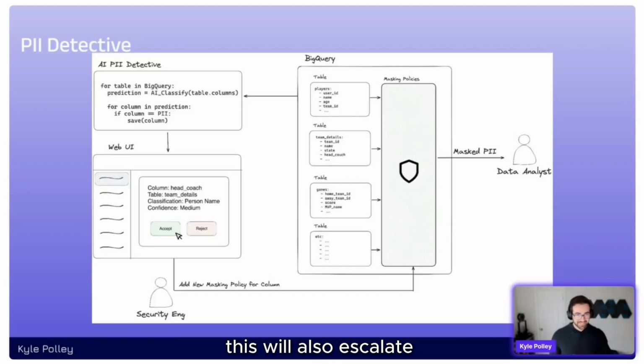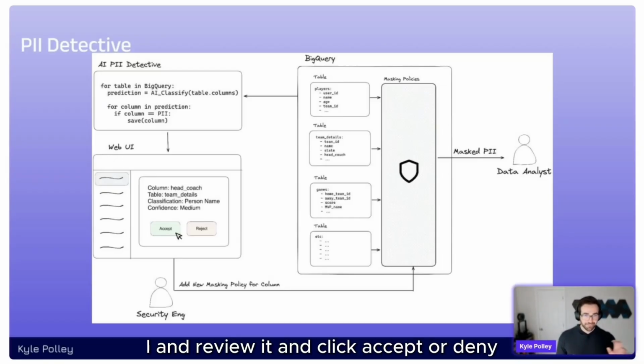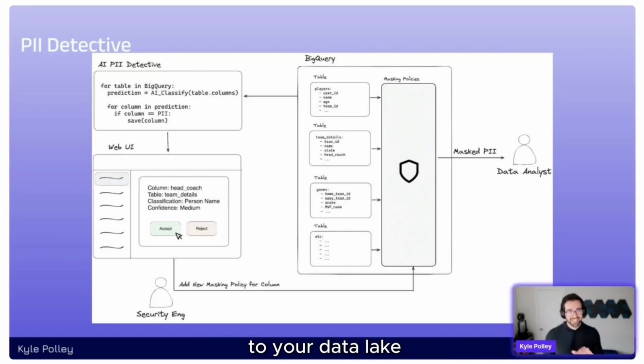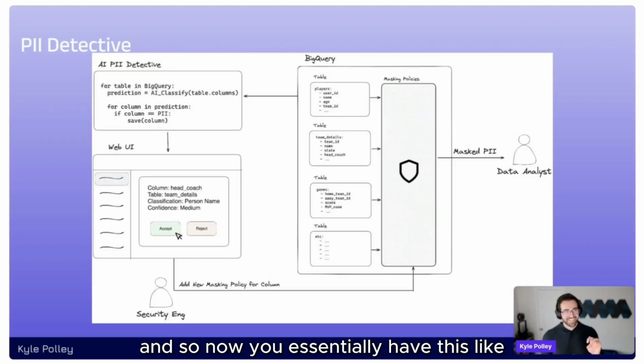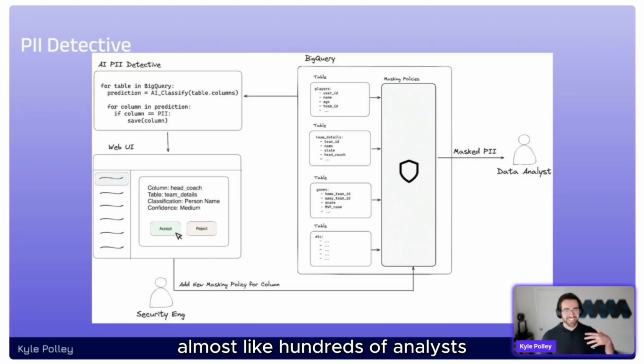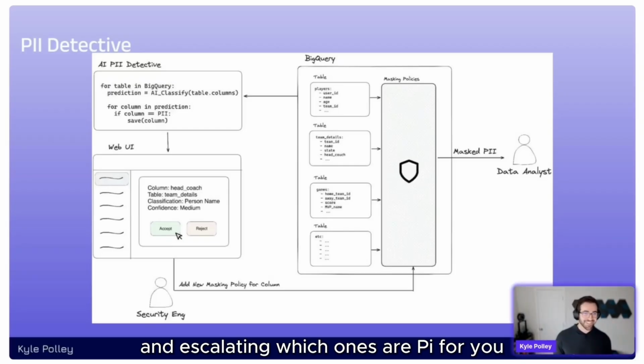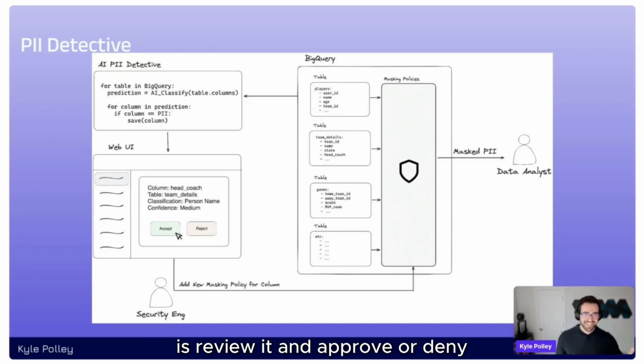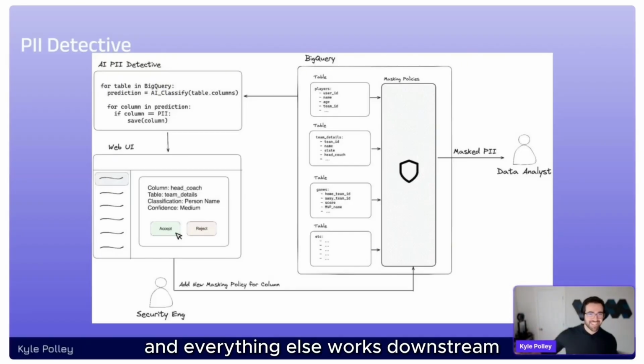This will also escalate columns that it thinks are PII, and the analyst can go into the UI and review it and click accept or deny, which is where the human in the loop comes in. And when they click accept, it will add the masking policy to your data lake. So now you essentially have almost hundreds of analysts going through every single table and escalating which one's a PII for you. And all the human has to do is review it and approve or deny. And everything else works downstream.